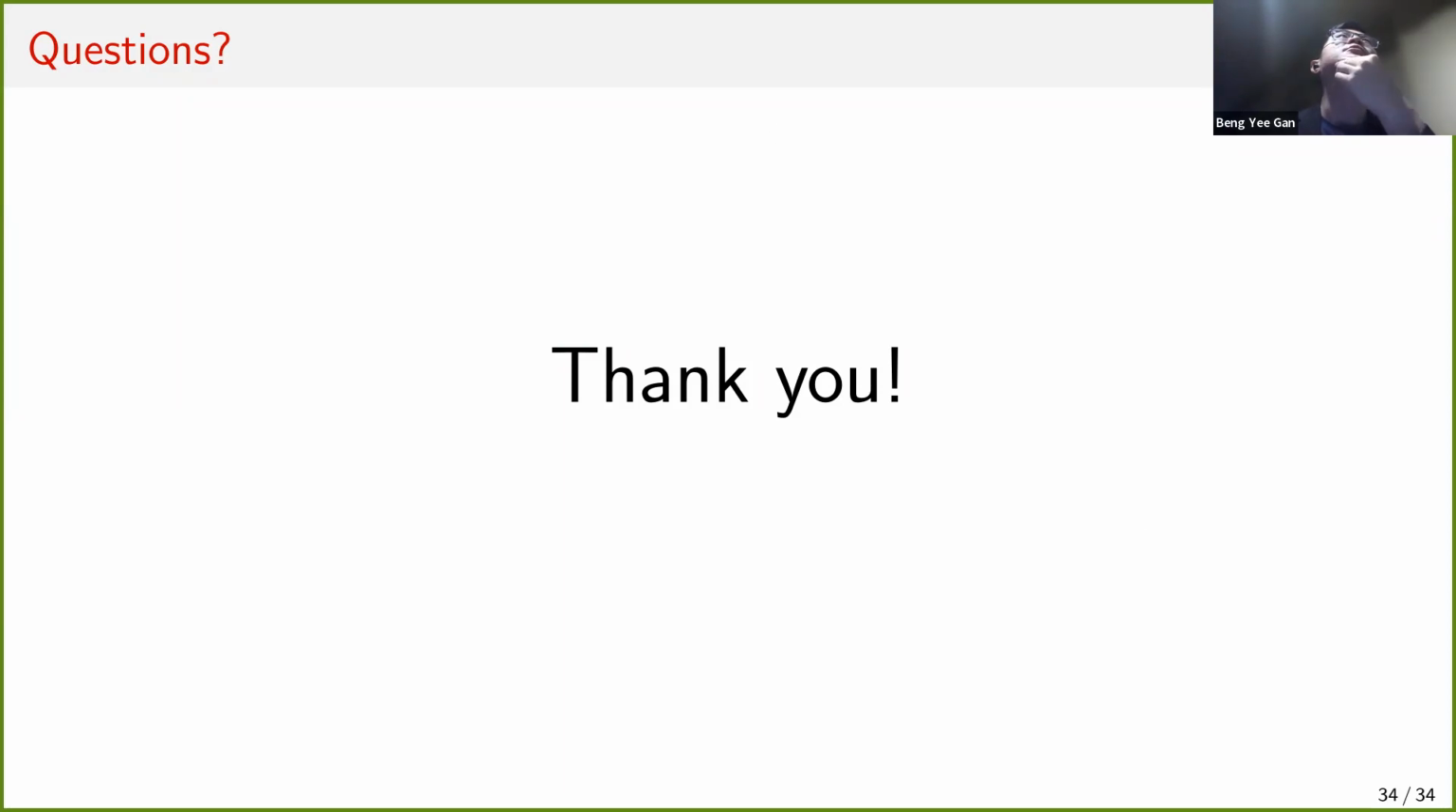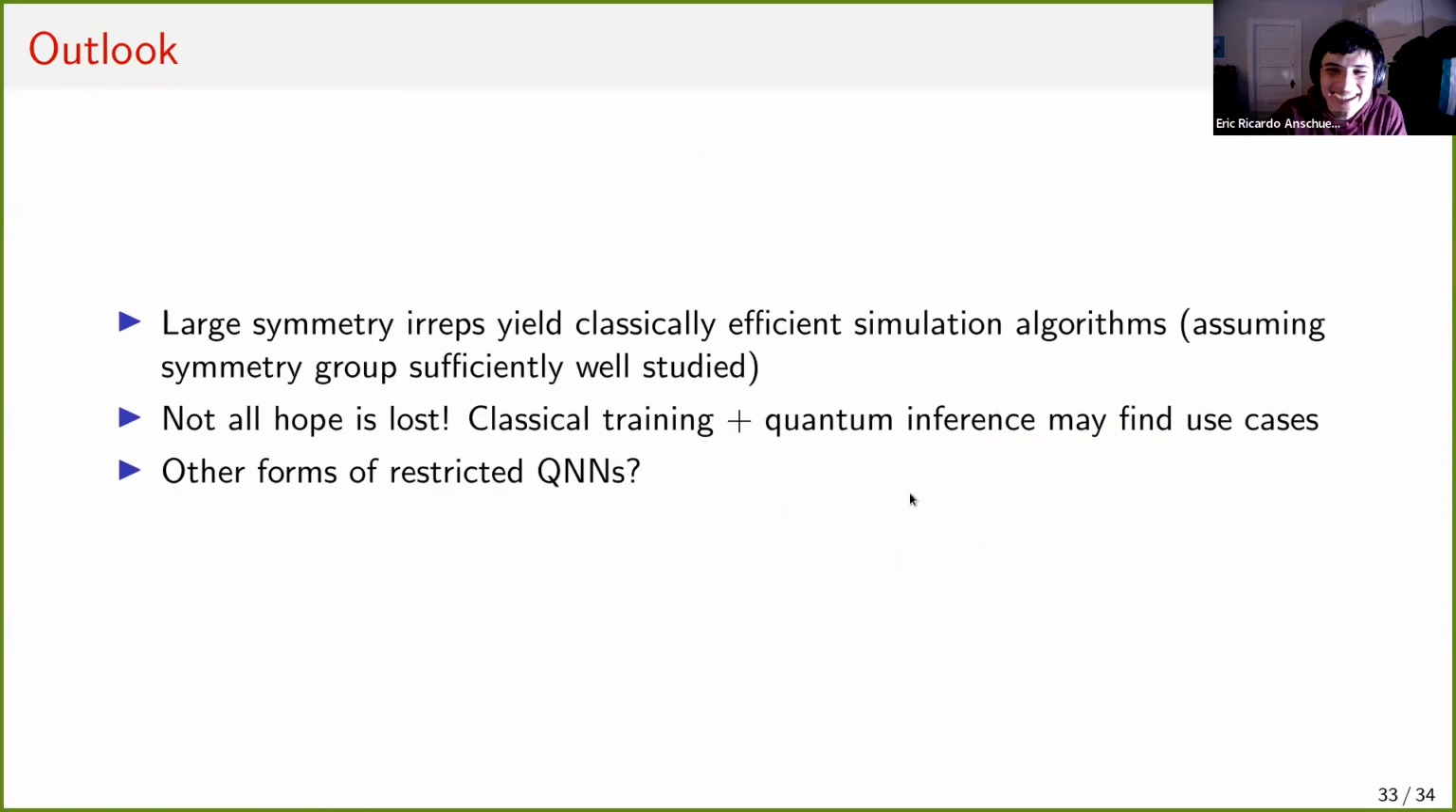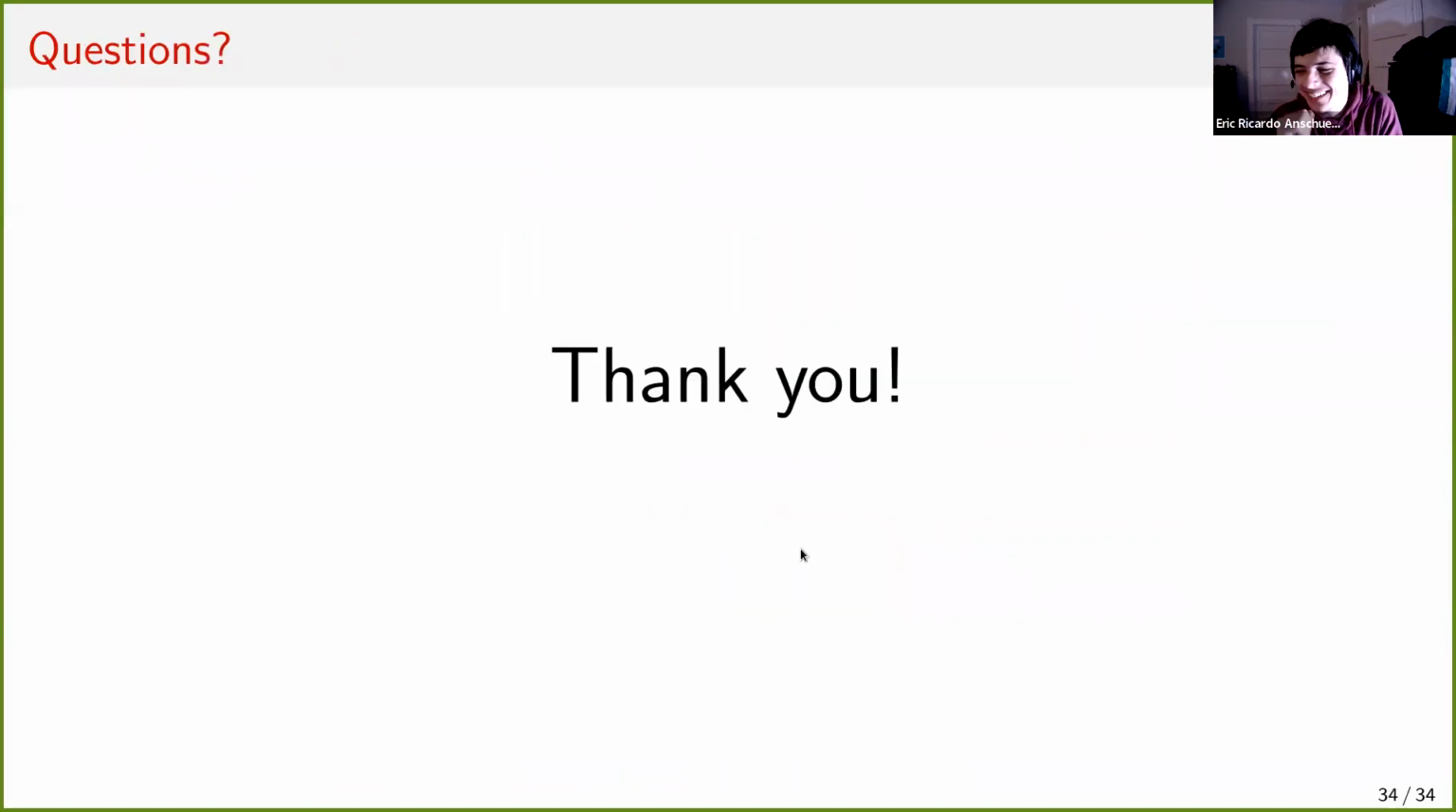I think there's much work to do in order to probe what the sweet spot is. Maybe not under symmetry equivariance, but we know that there exist restricted architectures that are in this sweet spot, but it's not understood well at all. So more work there definitely has to be done.